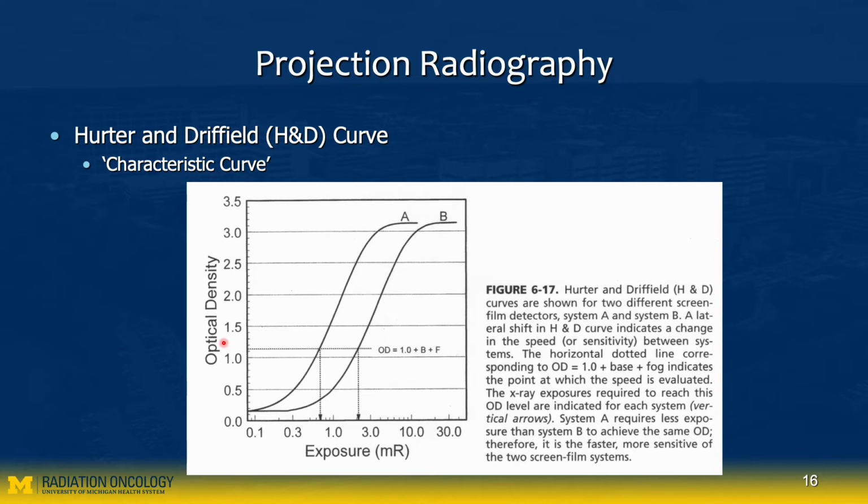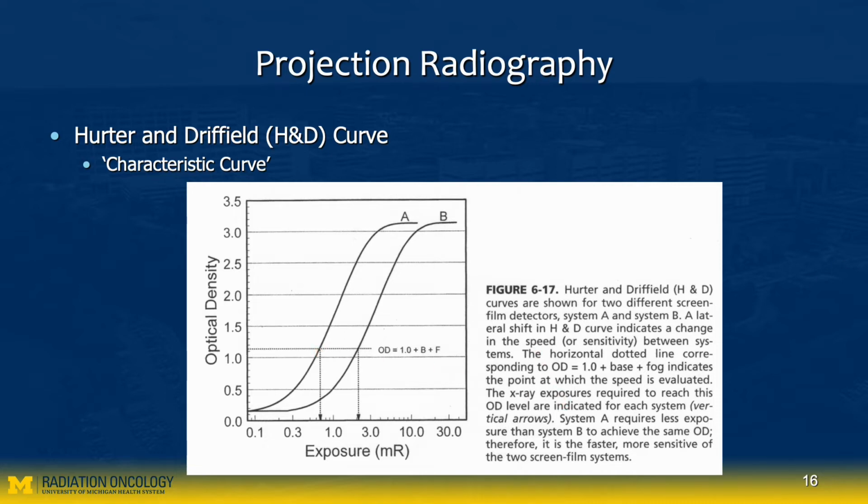So I just mentioned that it is a film-specific characteristic. Here we're comparing two films, A and B. They're actually designed differently. So which film is more sensitive? You can see it in different ways. For example, for the given optical density, film A requires significantly less radiation to achieve the same darkness. Okay.